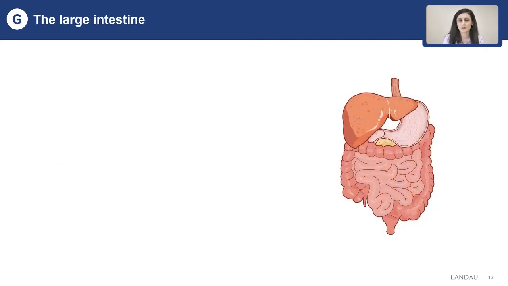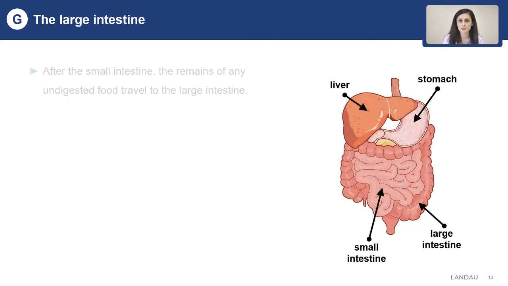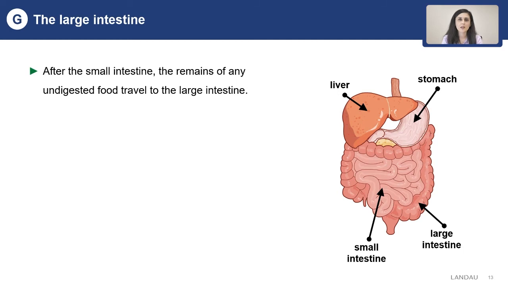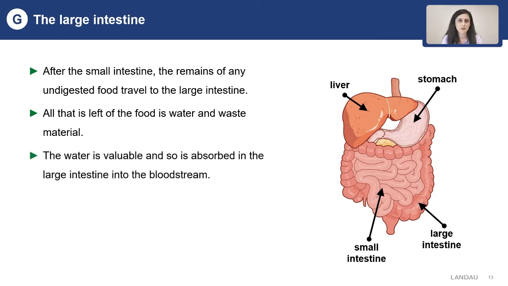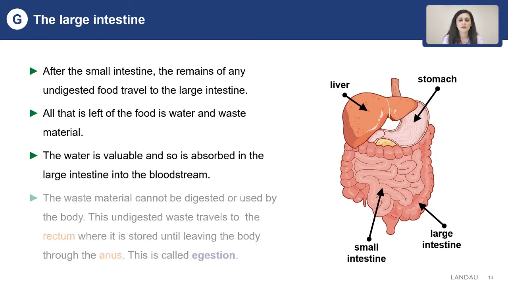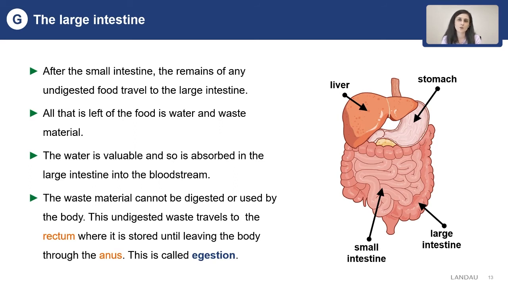After the small intestine completes chemical digestion and absorption, remaining waste materials as well as undigested food molecules pass into the large intestine. Here in the large intestine, valuable water is absorbed and undigested and not useful materials pass into the rectum, where they will be stored until they are eliminated through the anus.